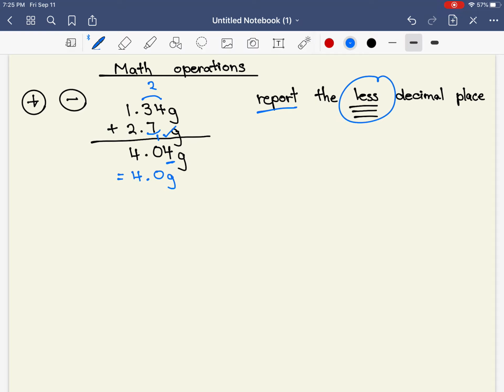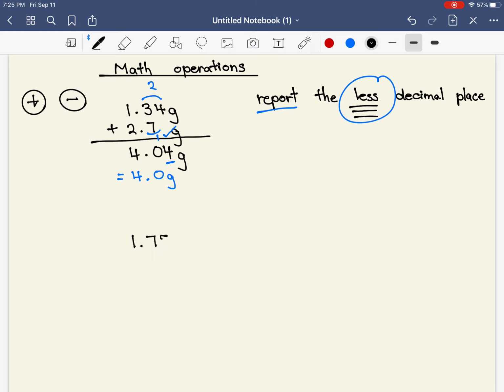So when you add two values, remember you always report the lesser of the two decimal places. In this case, 1.34 has two decimal places. 2.7 has one decimal place. So you want to report your answer to one decimal place. All right? Simple? Let's do another one.